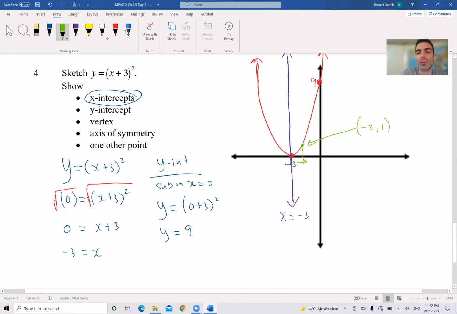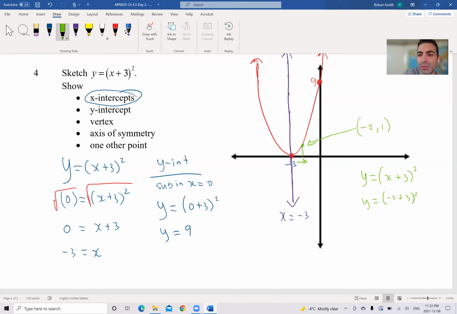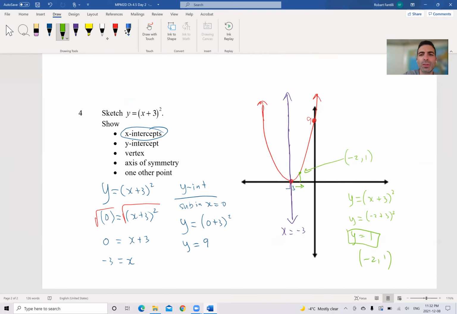Another option to show your work for that is you could just sub in a number close to the vertex. So I can sub in 1. So I'm going to say y equal 1 plus 3 squared, right? Sorry, I apologize. Negative 2 is what I meant to plug in. Right? Negative 2 plus 3 squared. And y equals negative 2 plus 3 is 1. 1 squared is 1. So when x is negative 2, y is 1. We figured that out.